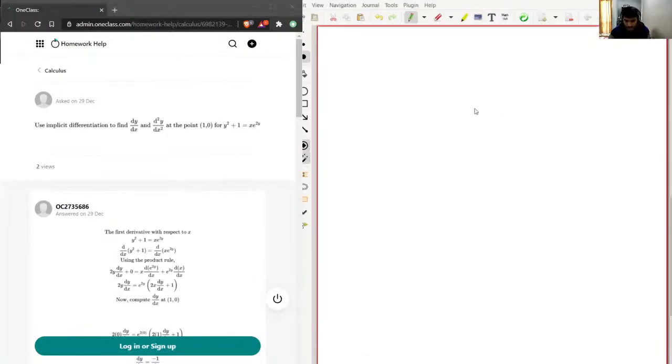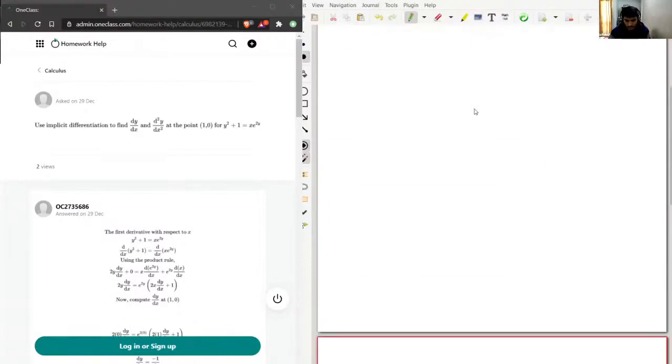So this is going to be our question number 2, and we need to use implicit differentiation to find dy by dx and d square y by dx square at the point (1, 0) for y square plus 1 equal to x e power 2y. So first I'll write the function.